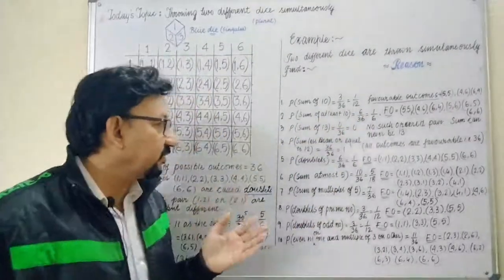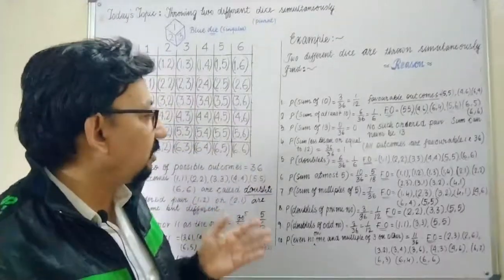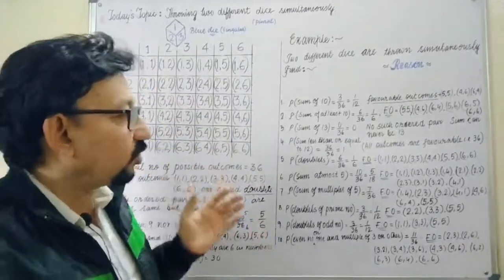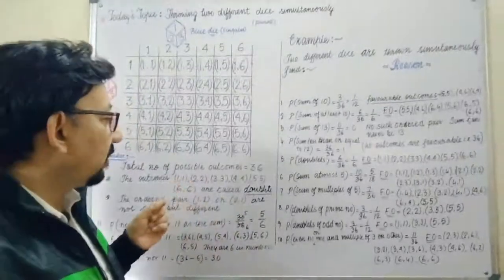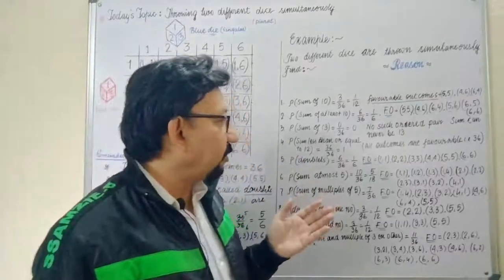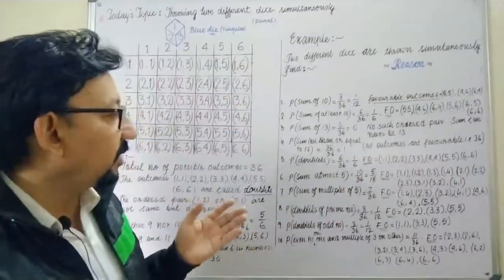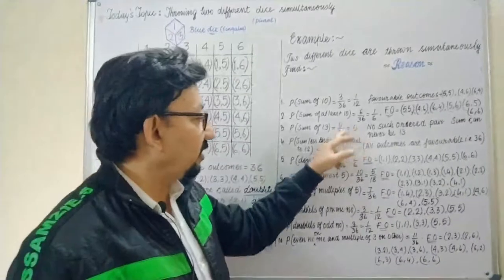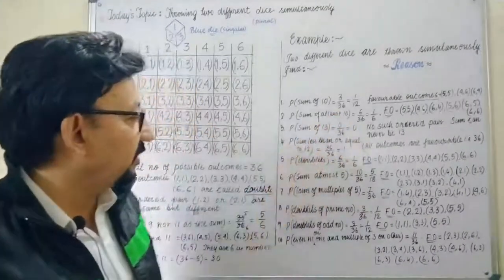Now the third question is the probability of a sum of 13. No such ordered pair is there in which the sum of two numbers is 13. So the number of favorable outcomes is 0. So 0 by 36 is 0. 0 by any number is equal to 0. So 0 is the probability of this.